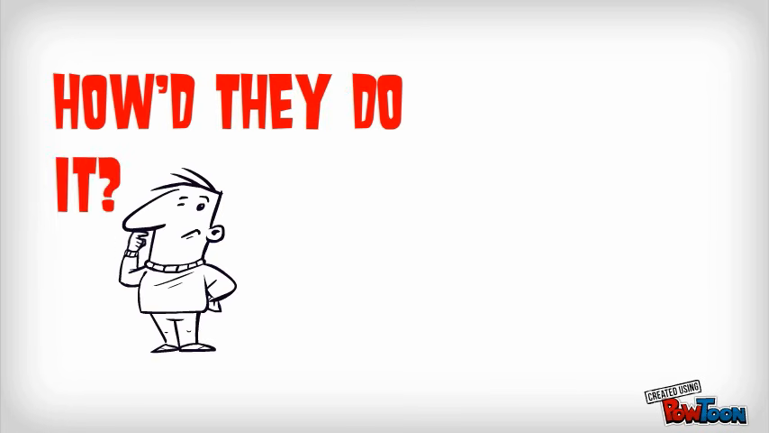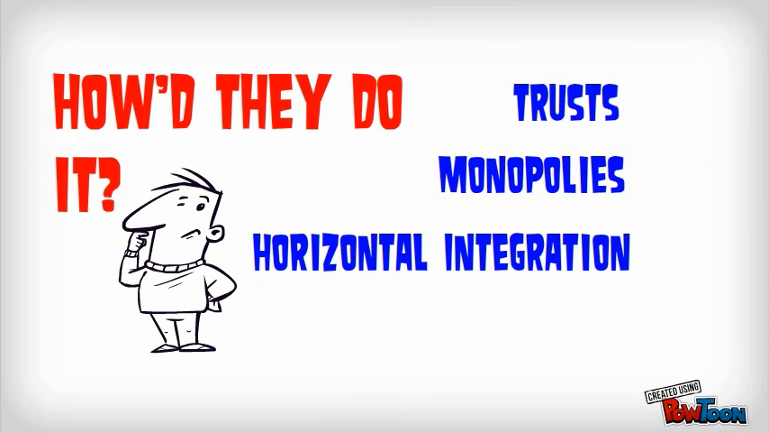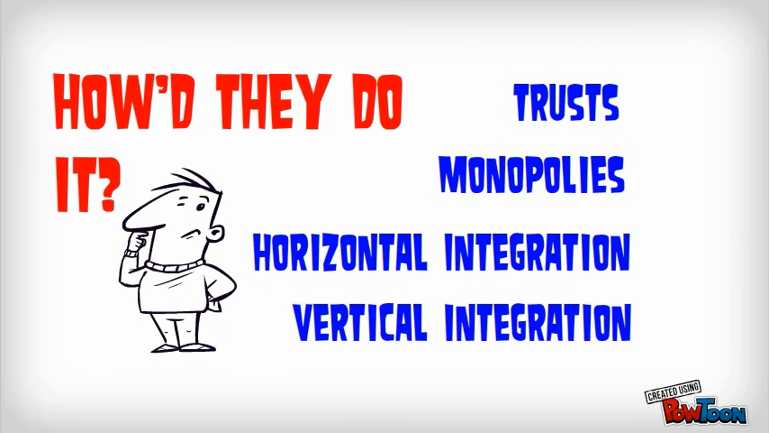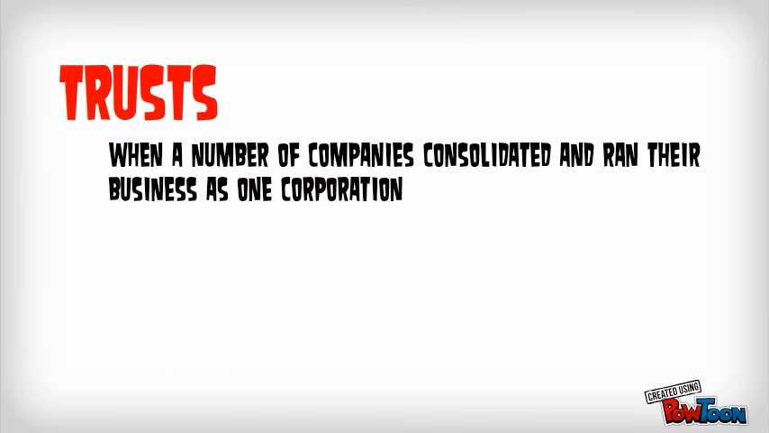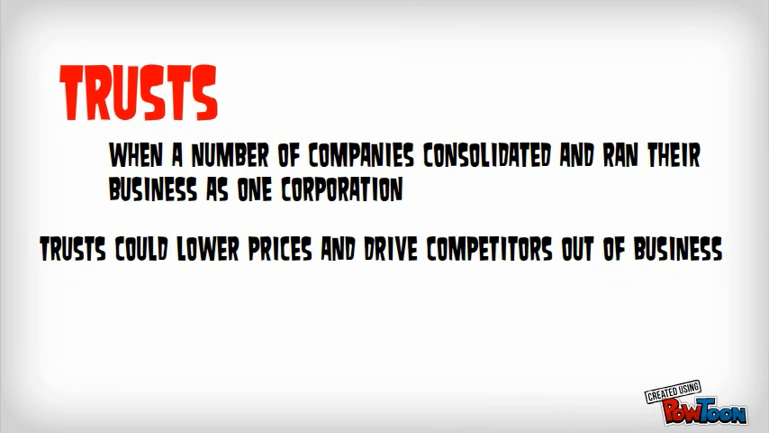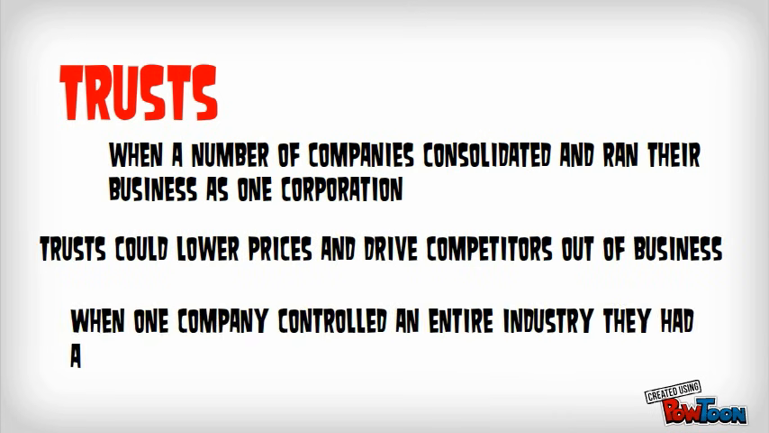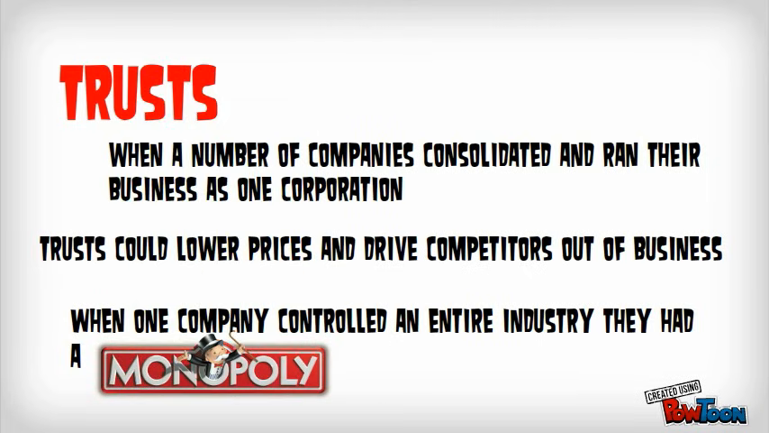So how did Rockefeller, Carnegie, and others become so large, so wealthy, and so powerful? Most of what they did was illegal by today's laws. Many corporations joined together to form trusts. Imagine McDonald's, Burger King, and Subway merging together. These businesses would run as one company, and they could afford to drop their prices and put all of their competitors out of business. If the trust could control the industry, they would create what is known as a monopoly.